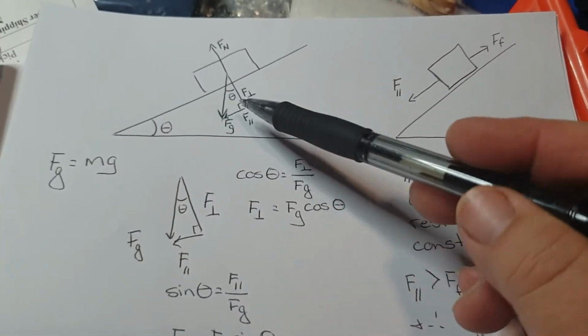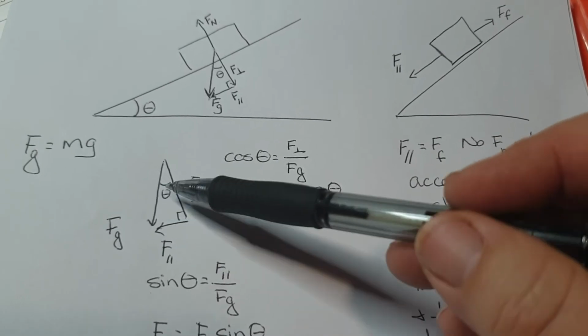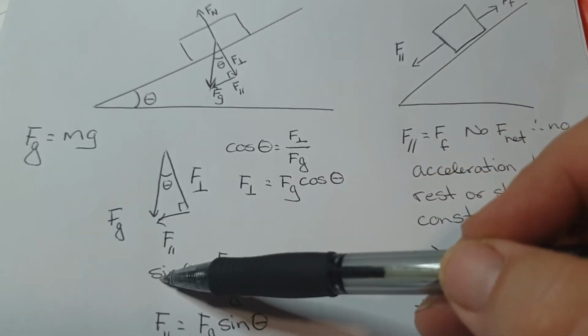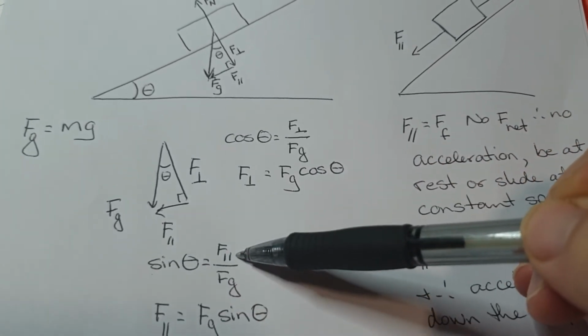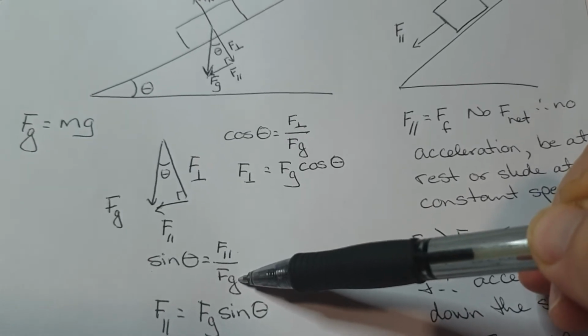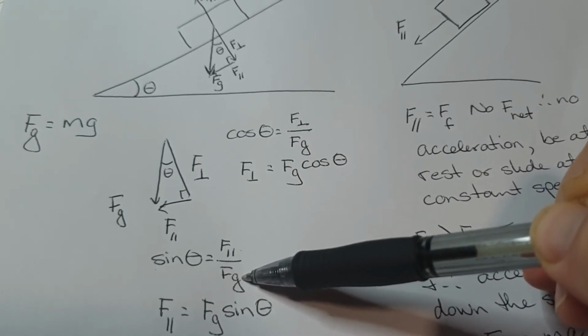So I've just taken that little drawing and redone it there. SOH CAH TOA: sine theta is the parallel component divided by the weight, Fg.